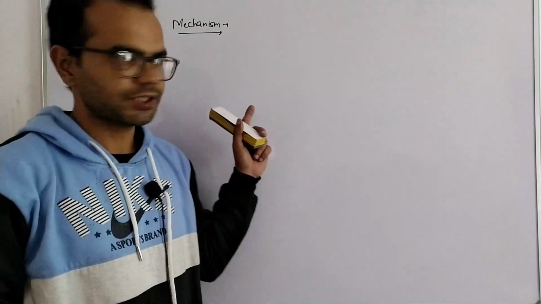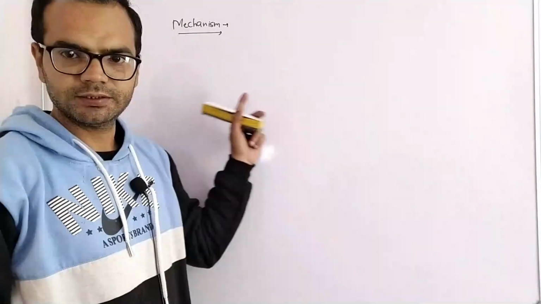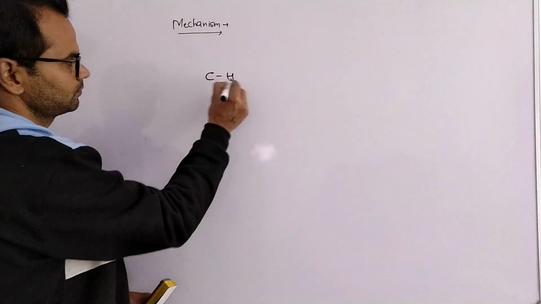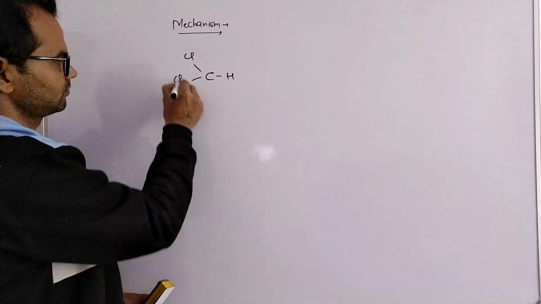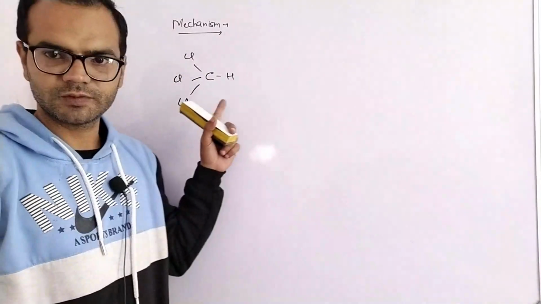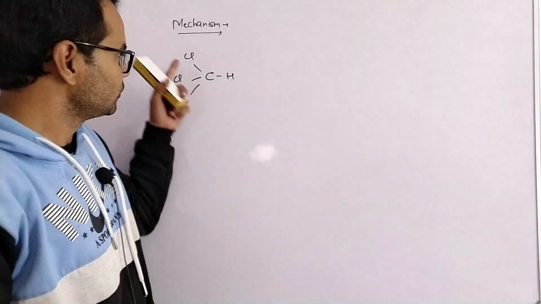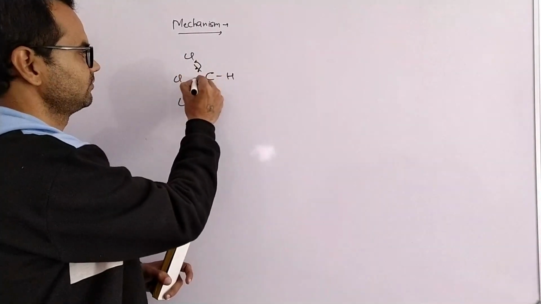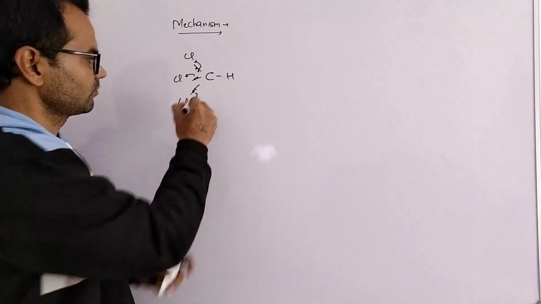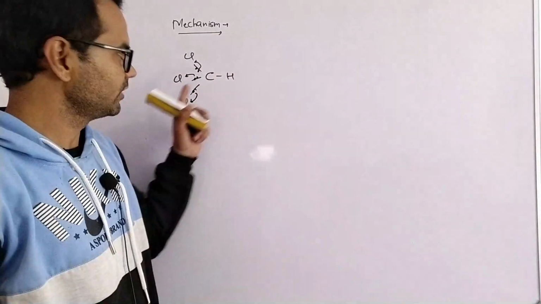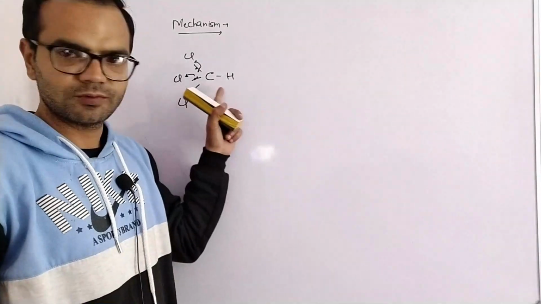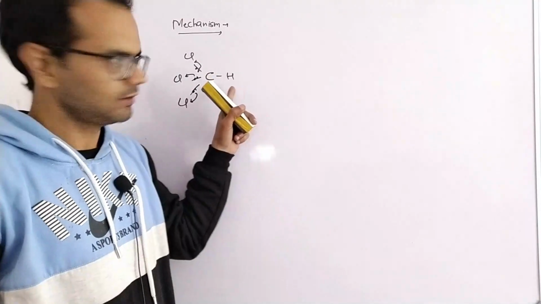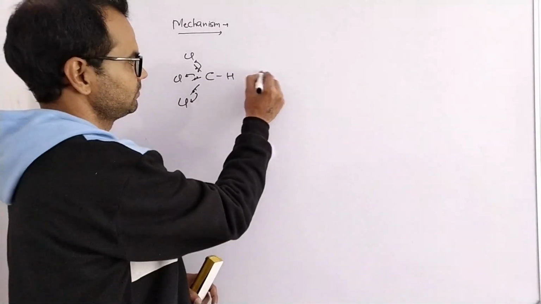Actually, this reaction is initiated by the reaction of chloroform with the basic medium. This is chloroform, and due to the high electronegativity of chlorine, these electrons are slightly attracted towards chlorine, resulting in ease of cleavage of this bond. This bond can be cleaved easily, meaning this H is acidic, and we have a basic medium, KOH.